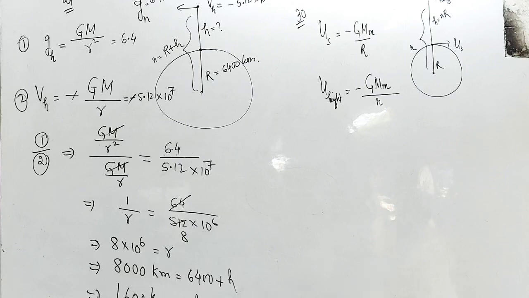What is it asking? The change in the potential energy. Very simple. What is the potential energy on the surface of the earth? It is already written over there. It is minus capital G capital M small m divided by radius of the planet Earth. Remember?